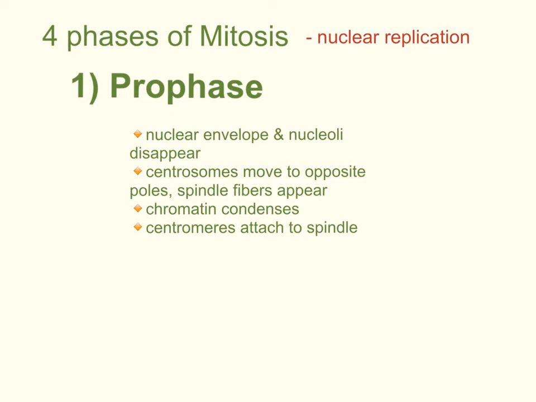There are four major things going on here. The nuclear envelope and nucleoli have to be disassembled. The centrosomes have copied themselves and they move to opposite poles, or opposite ends of the cell. And spindle fibers made of microtubules will begin to appear. Chromatin condenses down into those X-shaped duplicated chromosomes we talked about, and the centromeres get attached to the spindle fibers.